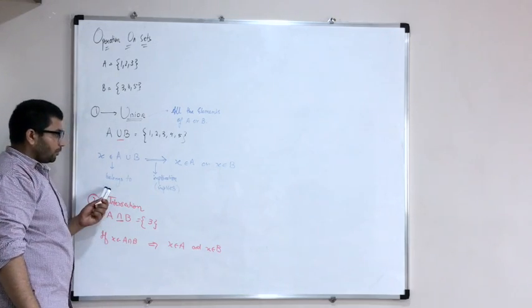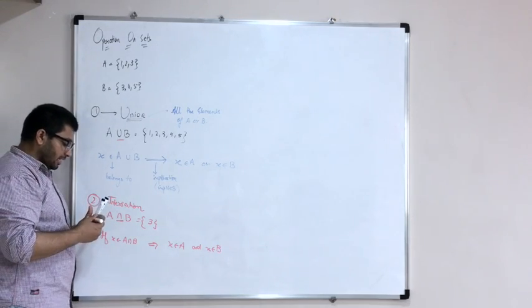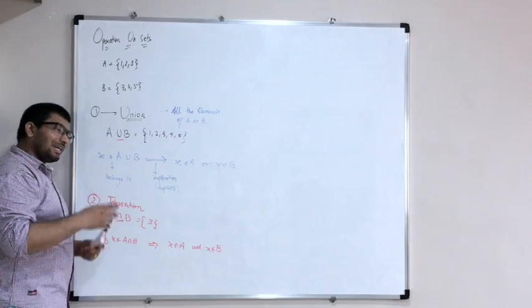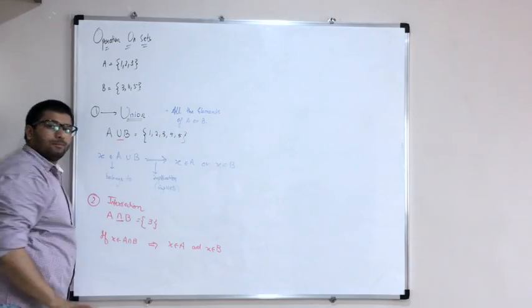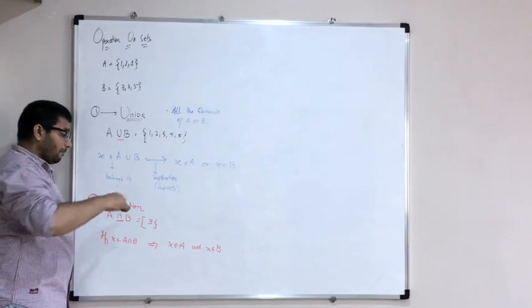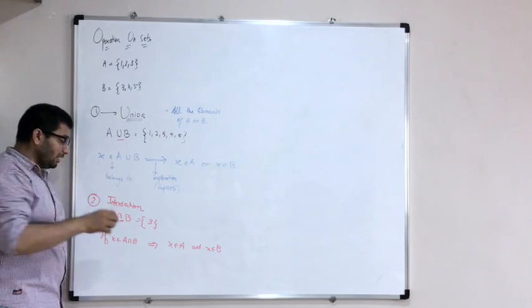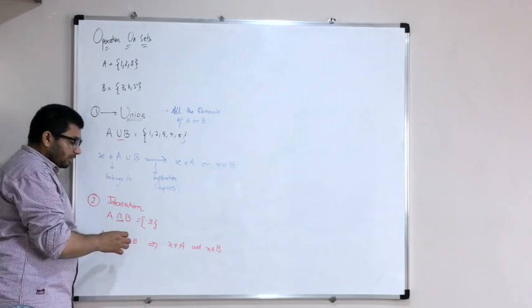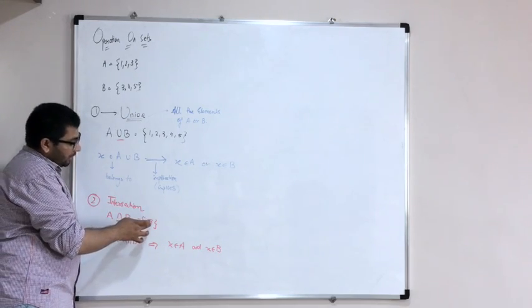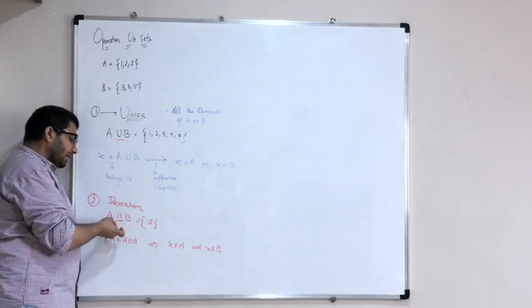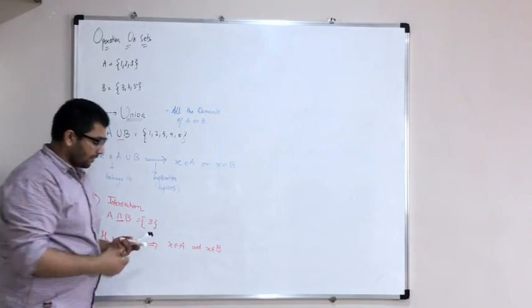Okay, so what's the first operation? It's union. When I have an element belonging to A union B, it can be from A or can be from B. I don't know where it is from. But if it is in A intersection B, if that element is present in that, what can I say? I can say that it will be present in A also and will be present in B also.